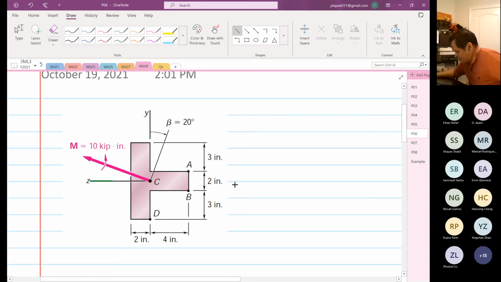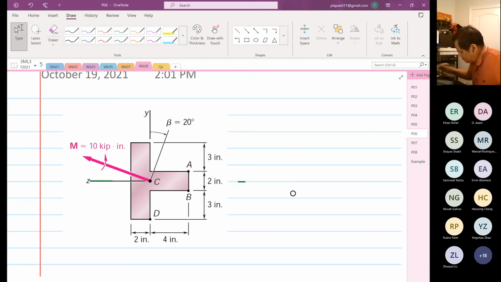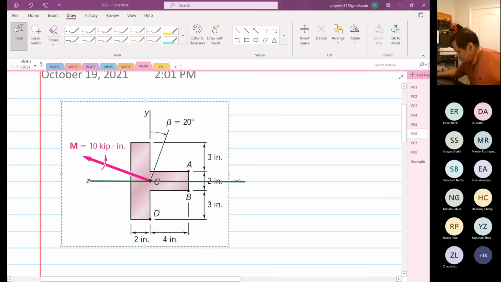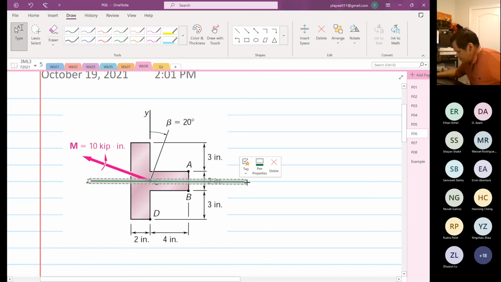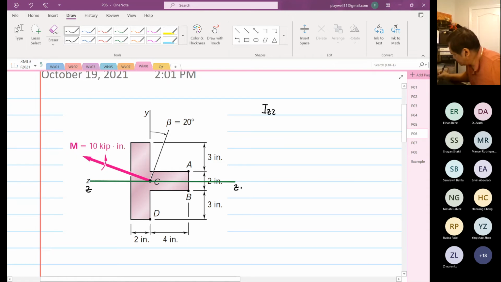Next, we want to find where my IZZ is now. My computer is slowing down. Wait. I still see this mistake made by some of you. So I want to find IZZ. To find IZZ, what do we need to find? We need to find Y bar.